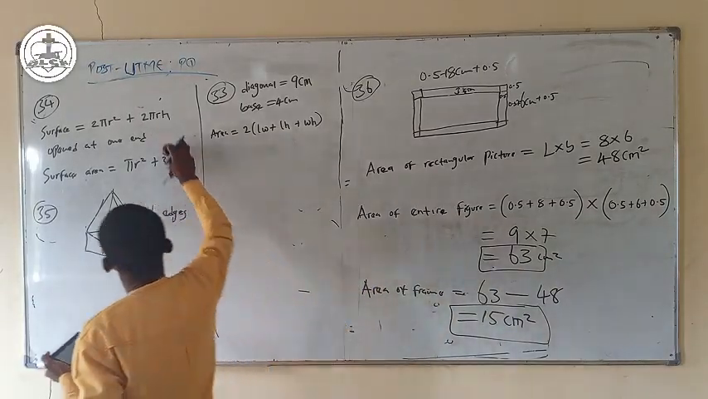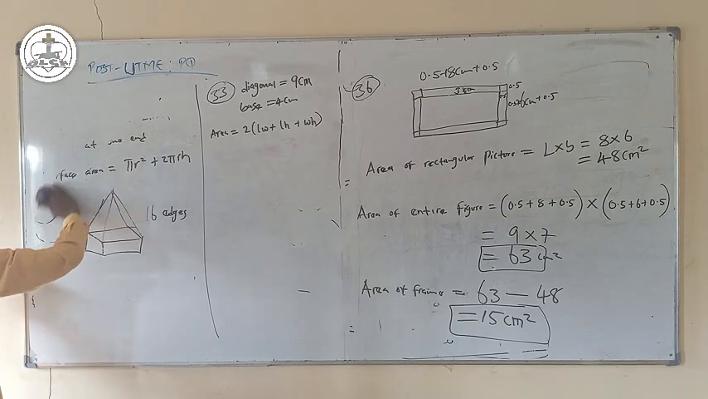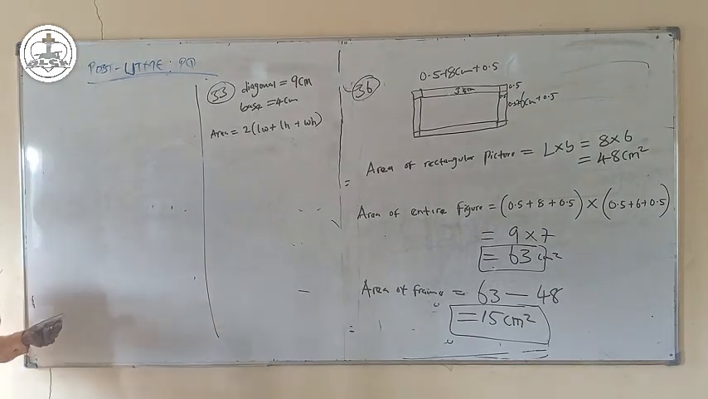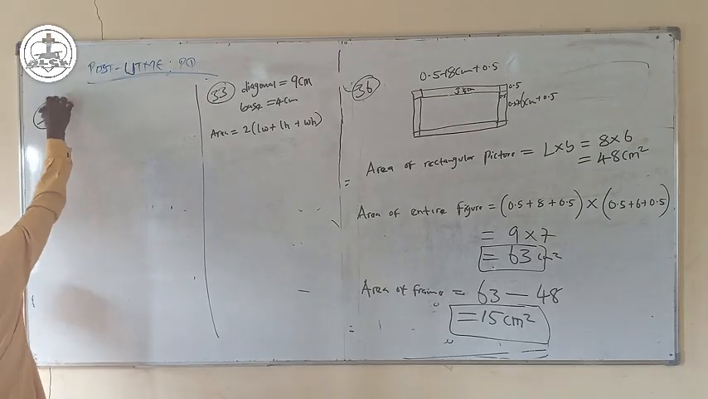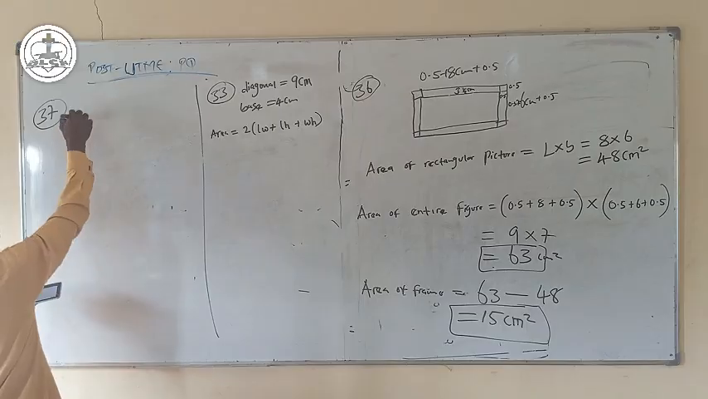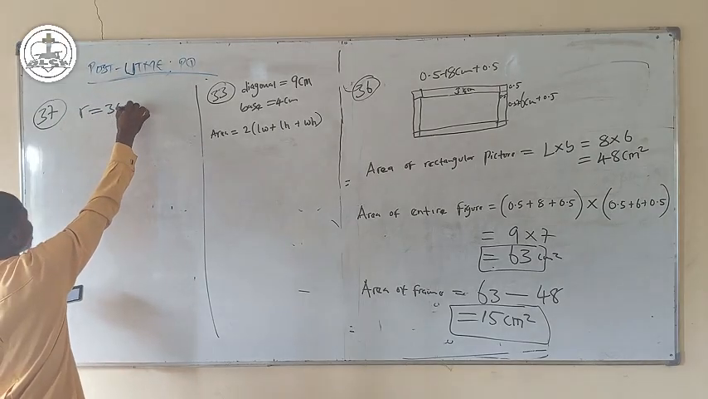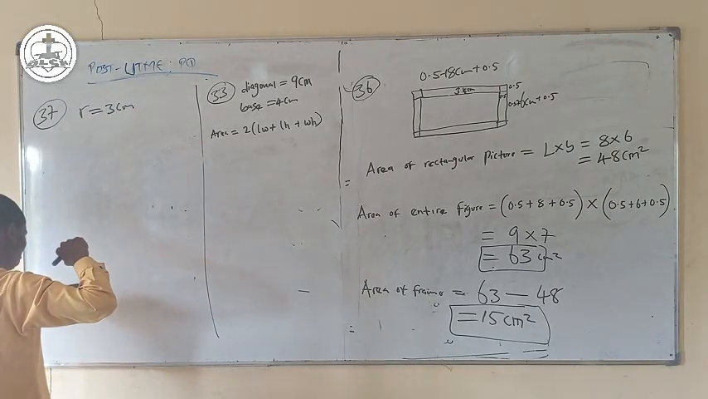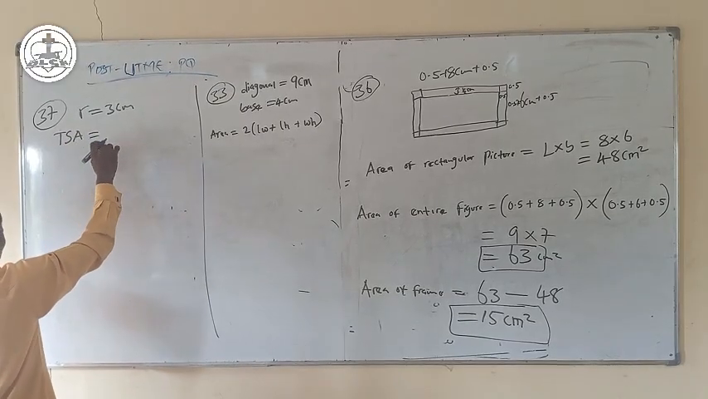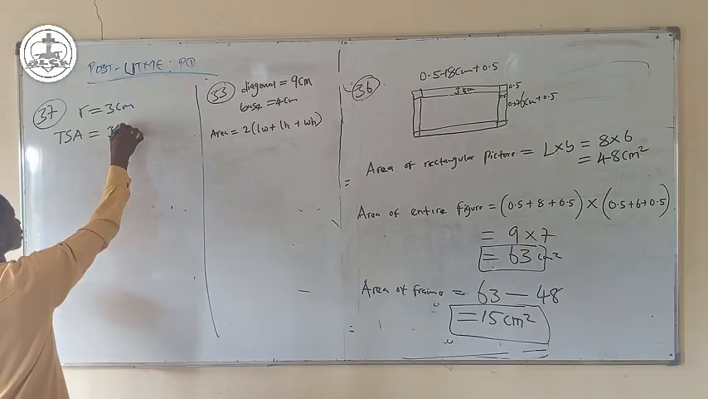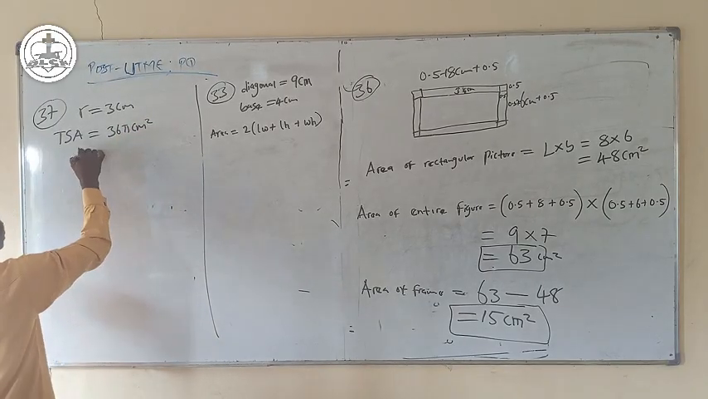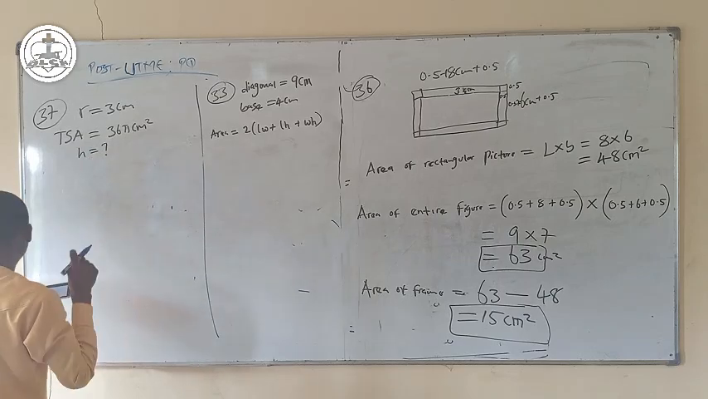Now for 37. We have a solid cylinder of radius 3 centimeters that has a total surface area, TSA, of 36 pi centimeter squared. Find its height. They want us to find its height. So it's a cylinder now.